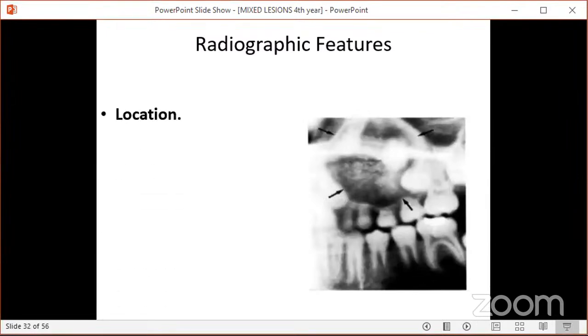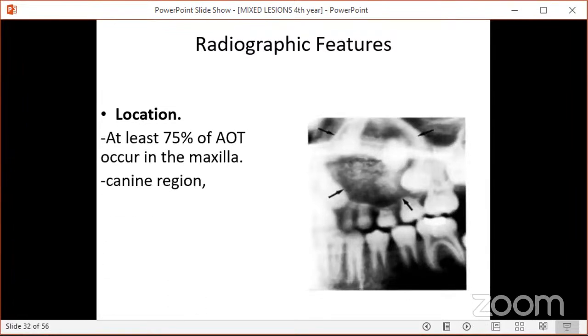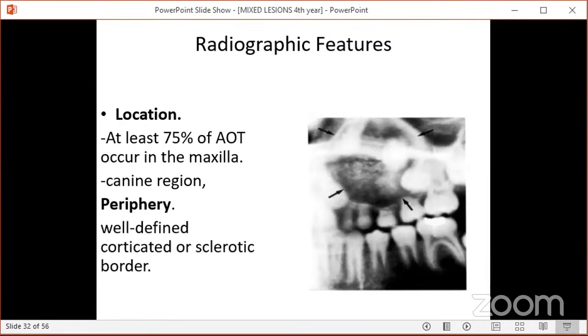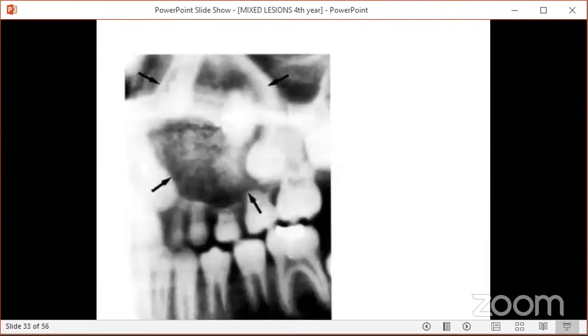So what are the radiographic features? Location. So at least 75% of them will be found in the maxilla, in the canine region. And then how is the periphery? It's usually well defined, corticated, or sclerotic border.